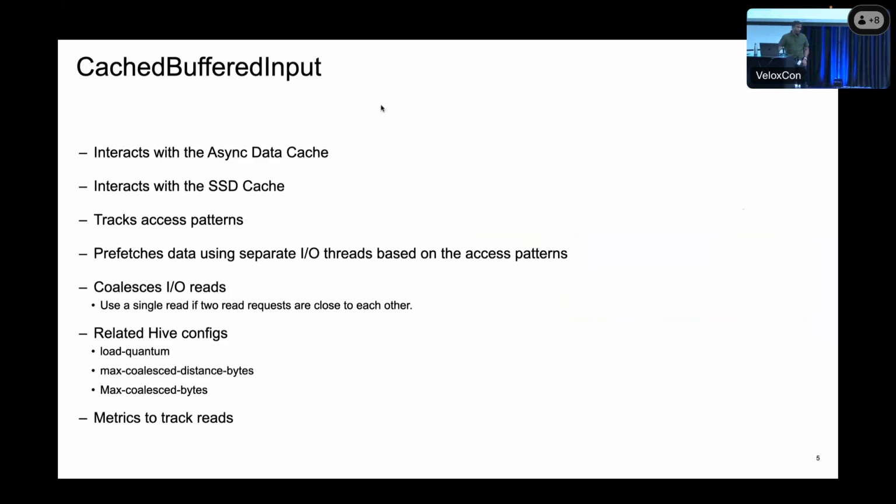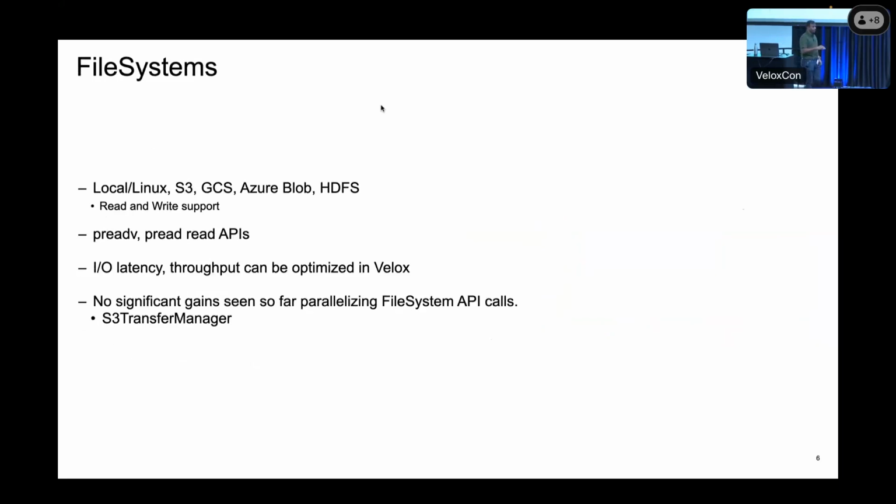There are also metrics, which I'll be covering in the next talk, about how to track what the reads are, how many bytes are read, and what latency it took to read those bytes. You can use all those metrics to tune this further and optimize the IO. All right, and then after the cache buffered input, if the data is not in the cache and it has to do a read, it'll use the file system instance, a client, to issue the read. We use the preadv mostly for the read. All file systems in Velox, like GCS and S3, have an implementation of preadv.